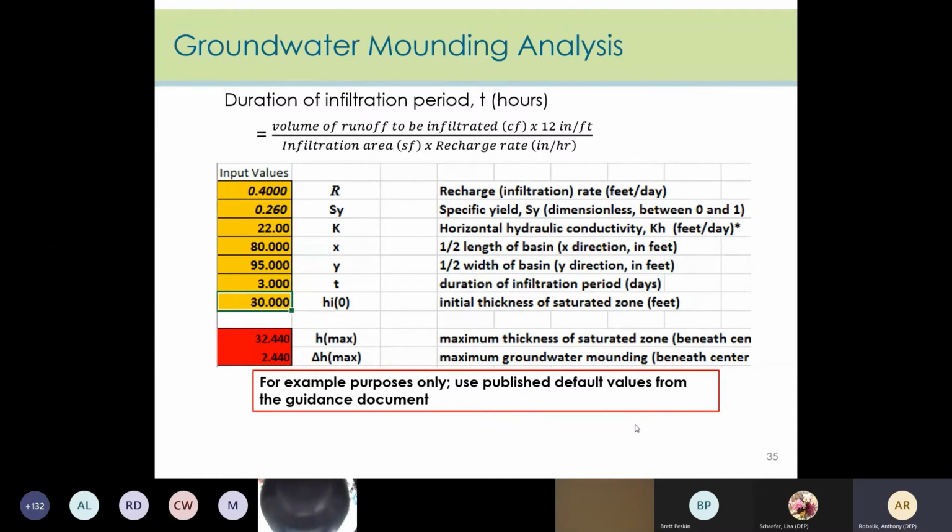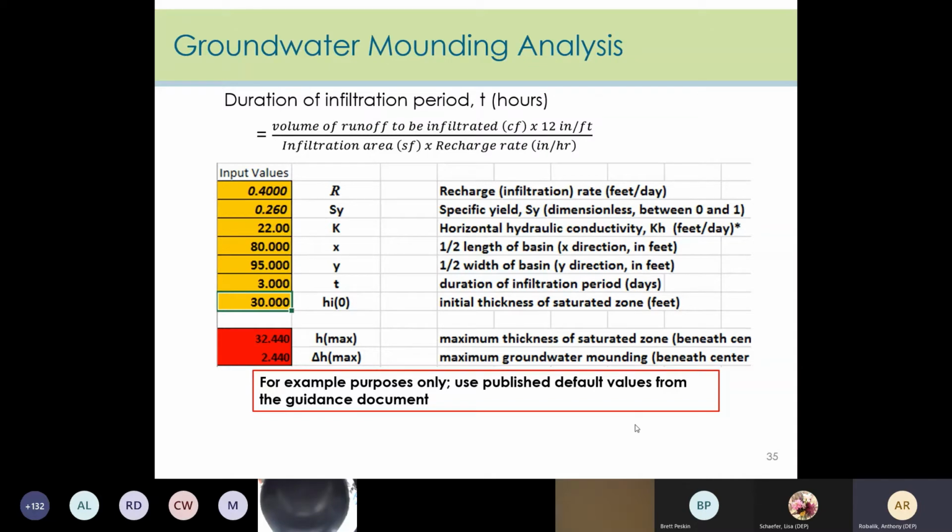So the infiltration period was changed to 3 days. And because you do that, you also have to change the recharge rate to maintain the proportionality. Lisa had previously shown us how to calculate the duration of the infiltration period. The horizontal hydraulic conductivity is the same because the vertical gradient does not really affect the horizontal rate.